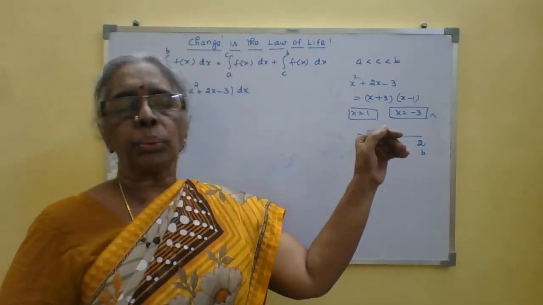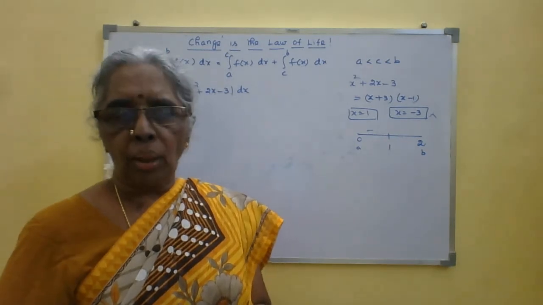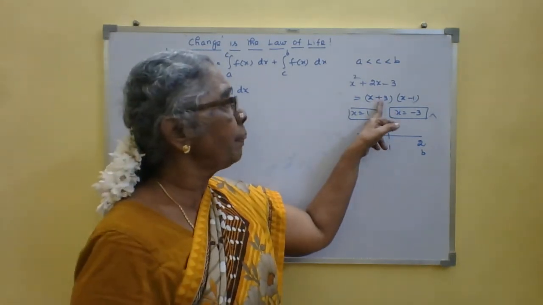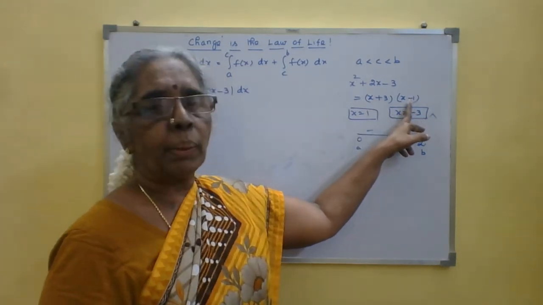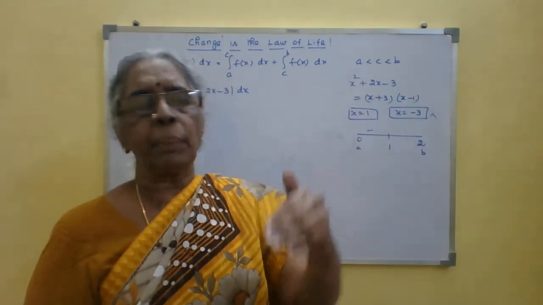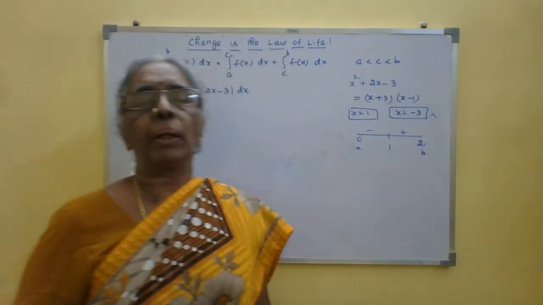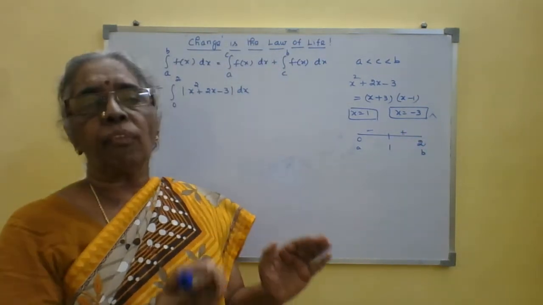Between 1 and 2, you can take 5 by 4 or you can take 3 by 2. Whatever you take, this will be positive and this also will be positive. So the product will be positive. So this interval, that f of x will have a positive sign. Like this you have to find out.